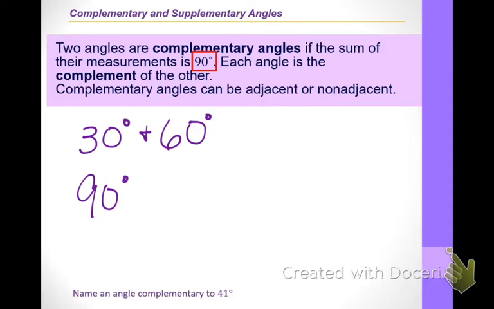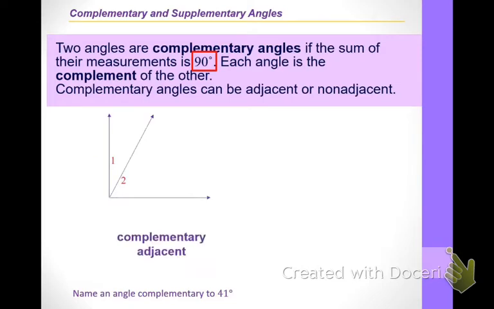Okay, so there's that. Complementary angles can be adjacent or non-adjacent. You have both on your page. So they can be adjacent, which means they share a wall. So go ahead and write, these are complementary adjacent angles. They are complementary and adjacent.